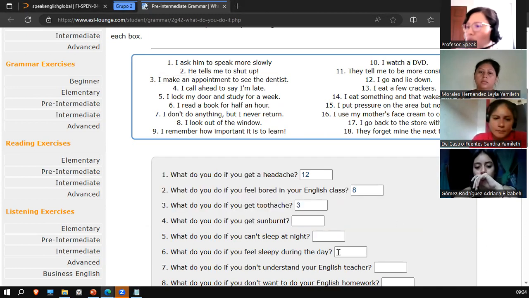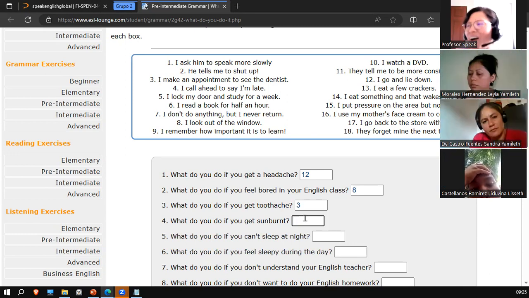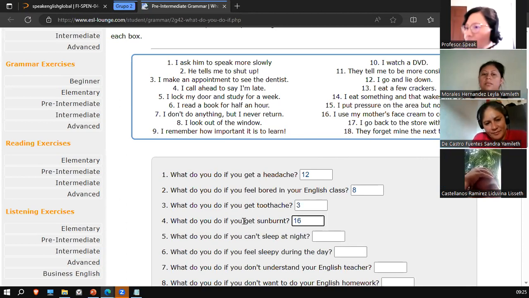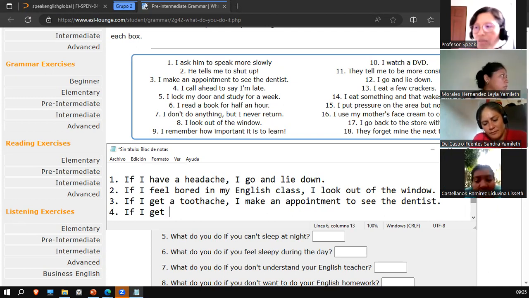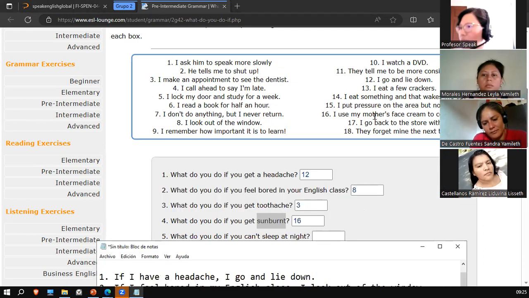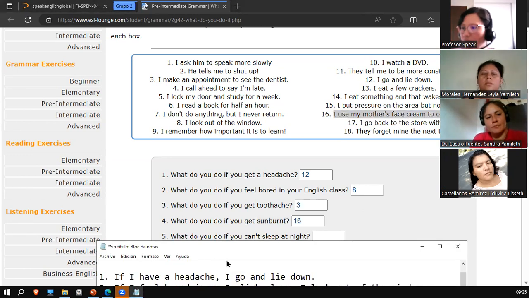What about number 4? What do you do if you get sunburned? 16. Ah, ok. 16, ¿verdad? Dice, if you get sunburned, or if I, ¿verdad? Number 4. If I get sunburned, comma, right? You told me number 16, ¿verdad? I use my mother's face cream to cool my skin, right?